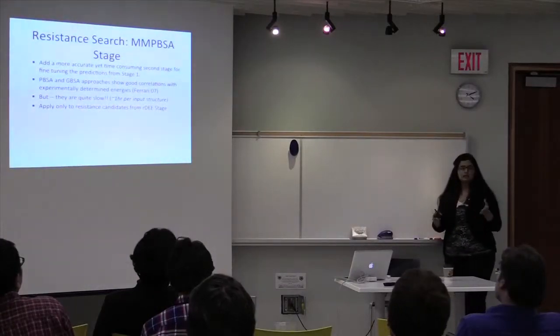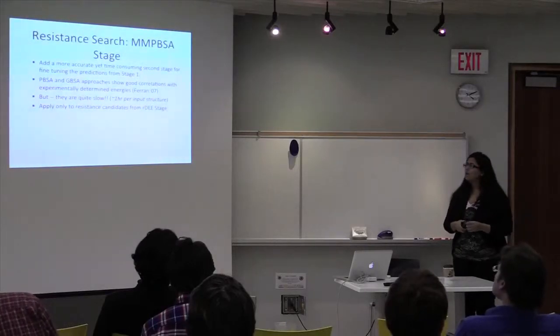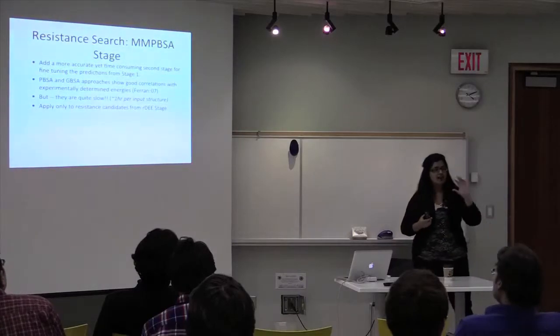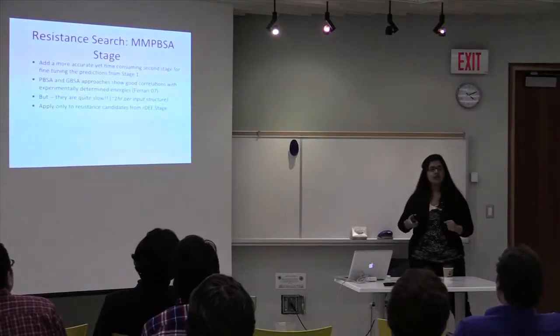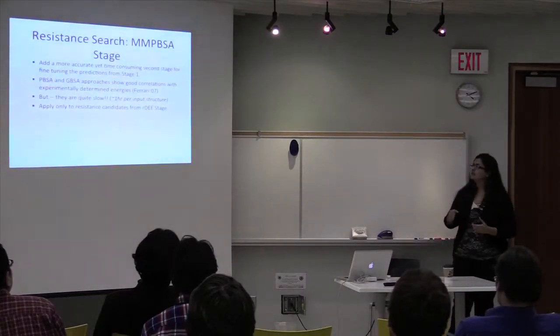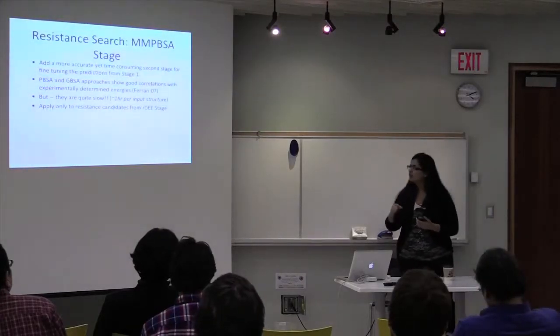So after we're done with the first stage, what we want to do is add a more biophysically accurate yet more time-consuming second stage that can fine-tune these predictions from the first DEE stage. At this point, we use MMPBSA, and we use the Amber implementation of this particular algorithm.